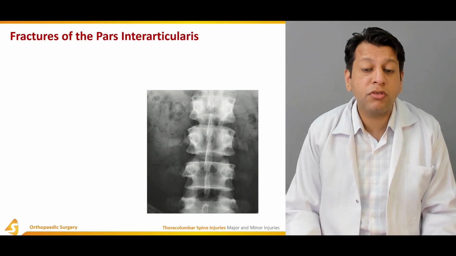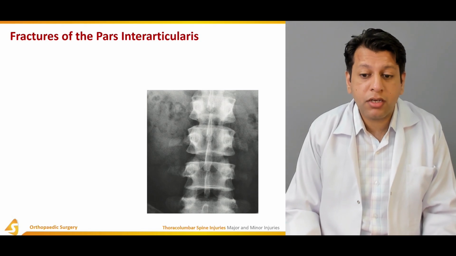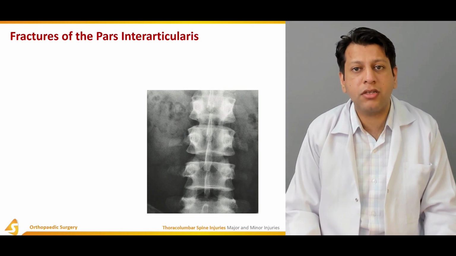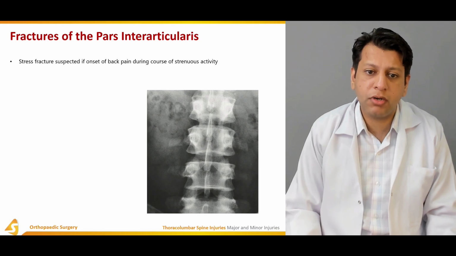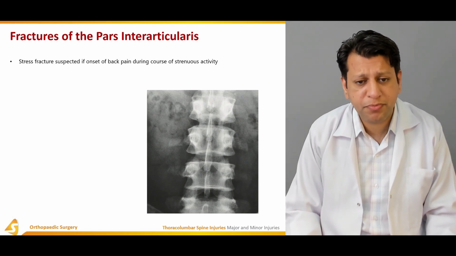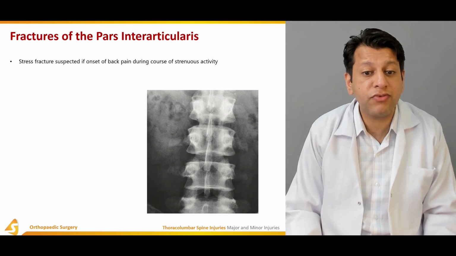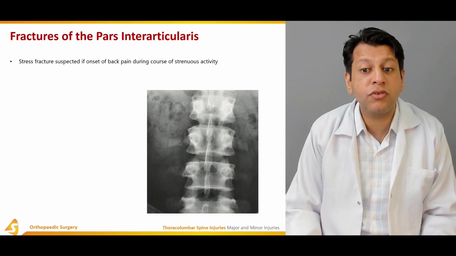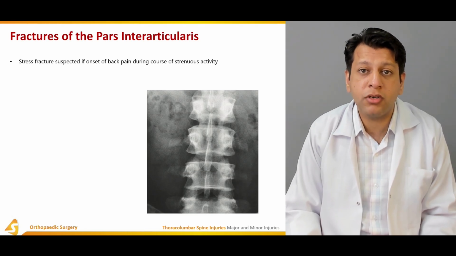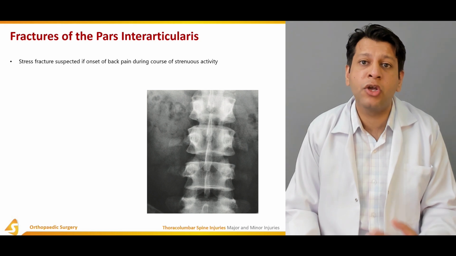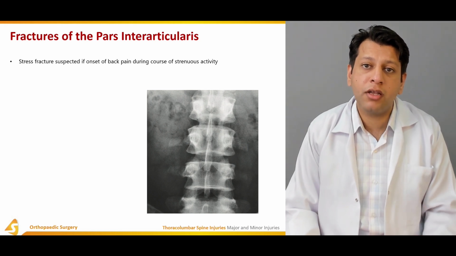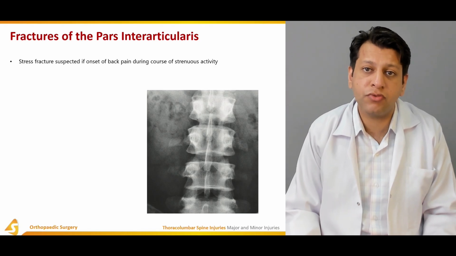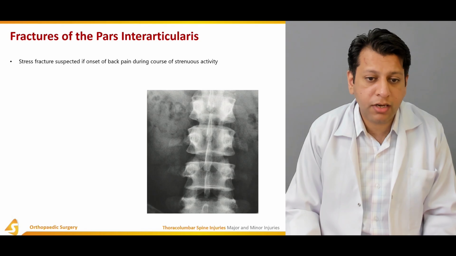Now this could be a fracture of the pars interarticularis. The pars interarticularis is usually at the level of L3, L4 or L4, L5, and this is the connection between the two vertebrae in the posterior column. This may be associated with a stress fracture if it is suspected due to back pain during the course of strenuous activities. Usually those athletes who have started running or weightlifting, where the lumbar spine may be under more stress than usual, have this kind of stress fracture of the pars interarticularis.